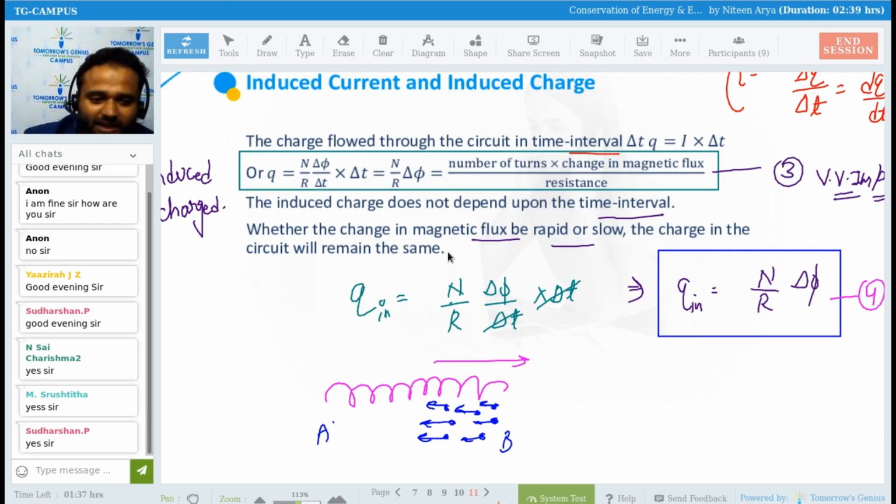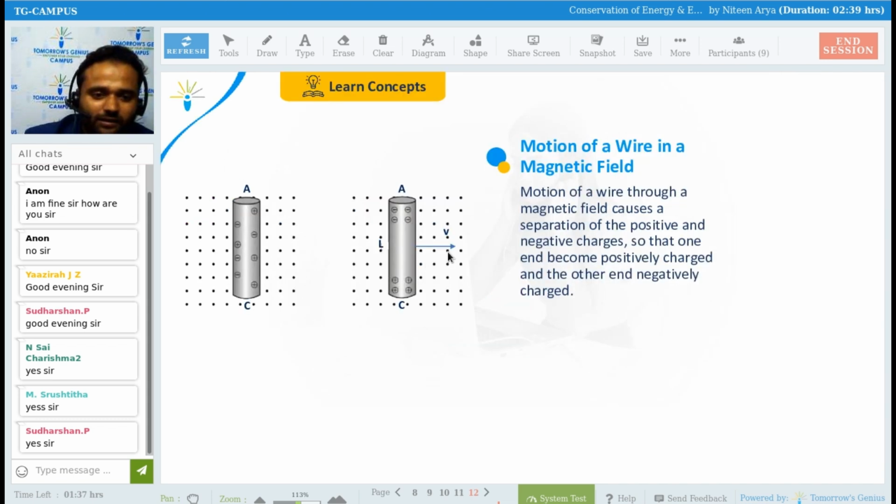If there is an accumulation of charge here, this charge needs to flow in this direction. So the current is flowing in this direction, opposite to this. Okay. Learn the concept.